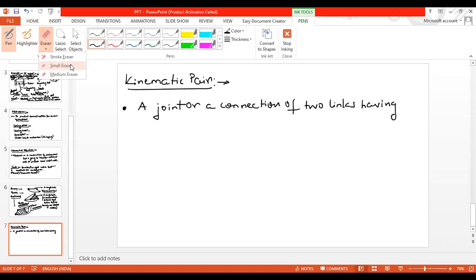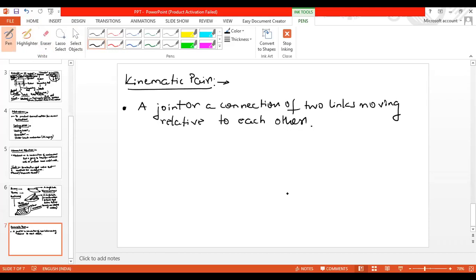or you can simply write down, connection of two links moving relative to each other, right? So let us see these examples, right? So now here, what are the types of kinematic pair? We will understand this as we discuss further. So generally, the kinematic pair is divided into three types.